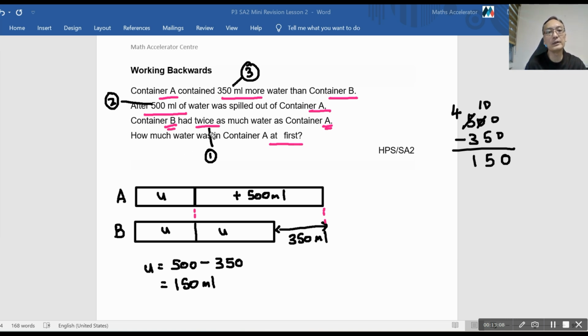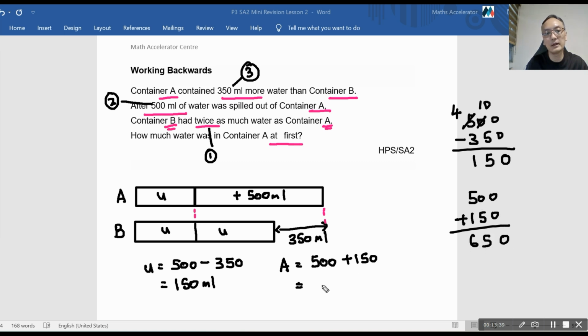Next, now we're ready to find how much water there is in container A at first. So for container A, we have 500 plus 1 unit, which we have calculated to be 150. So from here, we will add the two together, 500 plus 150, and our answer will be 650 ml. Our answer for this question.